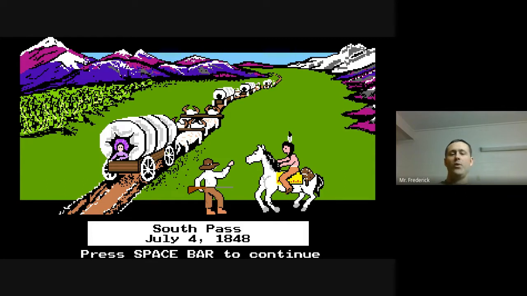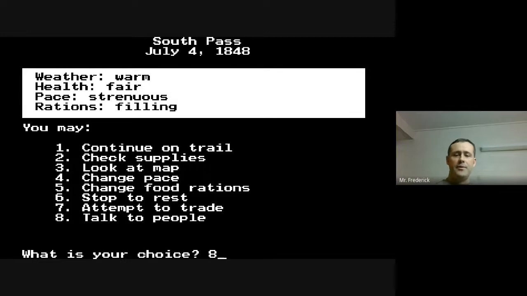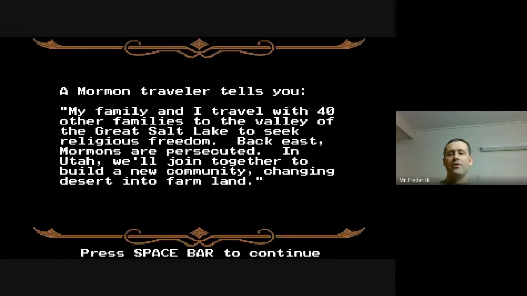July 4th, 1848, Independence Day. Let's talk to people. A Mormon traveler tells you, my family and I travel with 40 other families to the valley of the Great Salt Lake to seek religious freedom. Back east, Mormons are persecuted. In Utah, we'll join together to build a new community, changing desert into farmland.